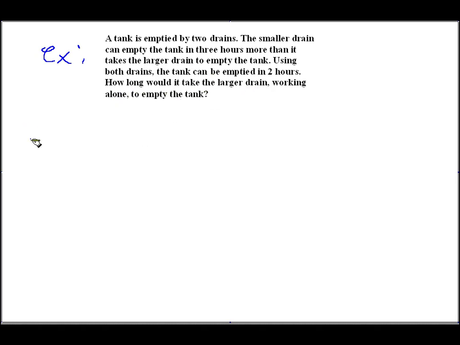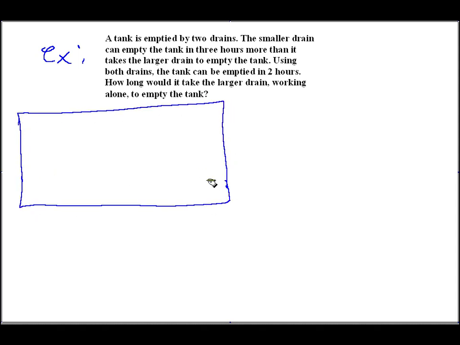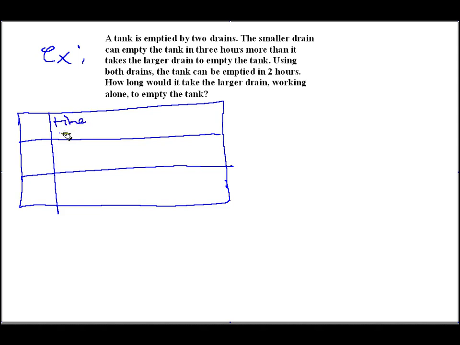Remember this table here? Let's set it up. Let's make a nice big table here, if you remember from 9.7 homework. Let's make a table with 3 rows in it, a few columns here. Now, remember I threw in one more column, the time alone. This is the time to get the work done if each of the drains worked by themselves, worked alone. In fact, that's what we're being asked here. How long would it take the larger drain working alone to empty the tank?